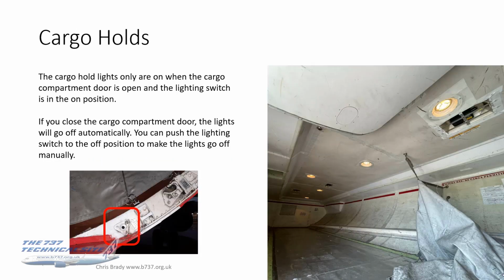And the cargo holds. These lights are only on when the cargo compartment door is open and the lighting switch is in the on position. If you close the cargo compartment door, the lights go off automatically.